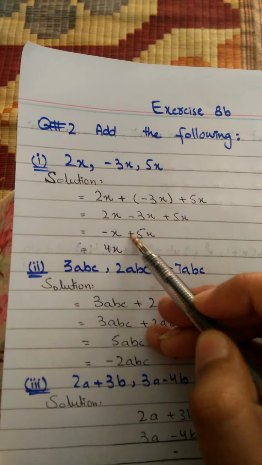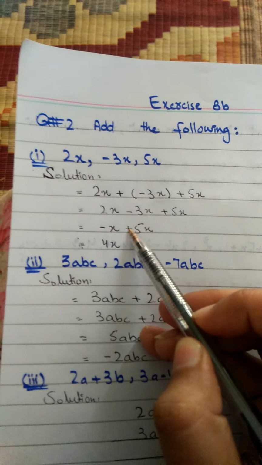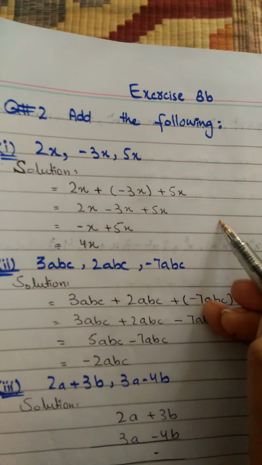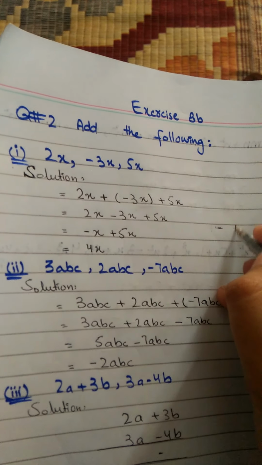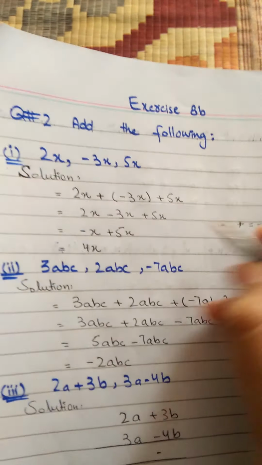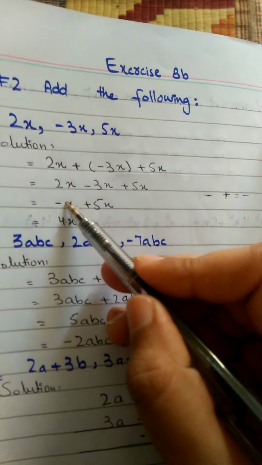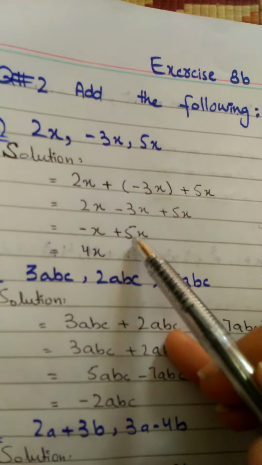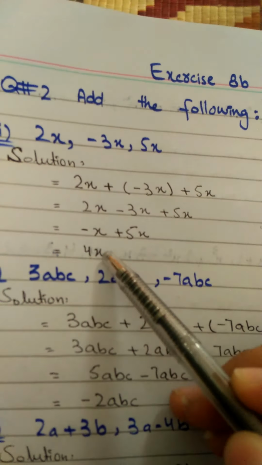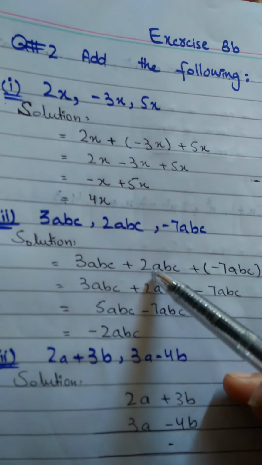Now take 5 plus 5x as it is. Minus plus minus, we will subtract it because plus minus and plus we will get minus. We have to subtract. So subtracting 1 from 5 we will get 4. The variable remains as it is. So 4x is the final answer. Similarly, we can do the second part.